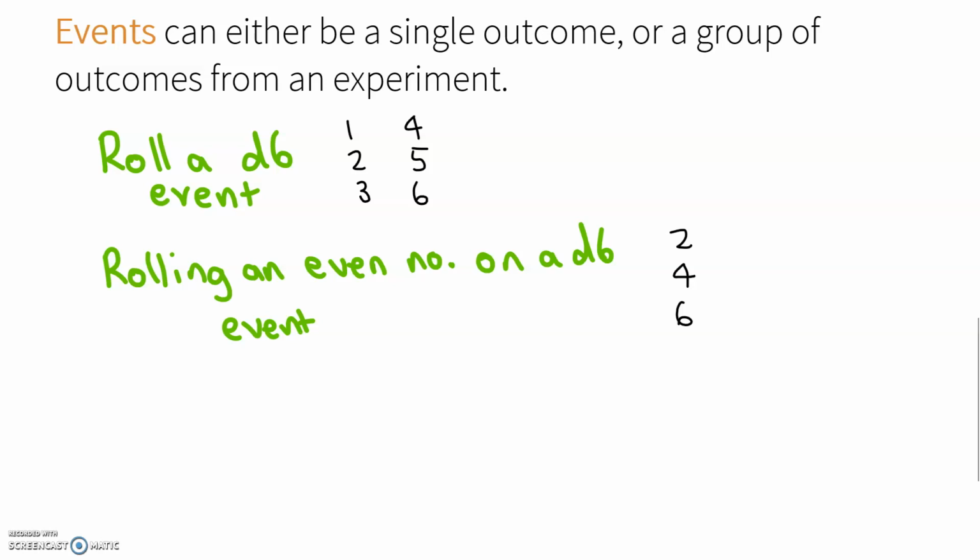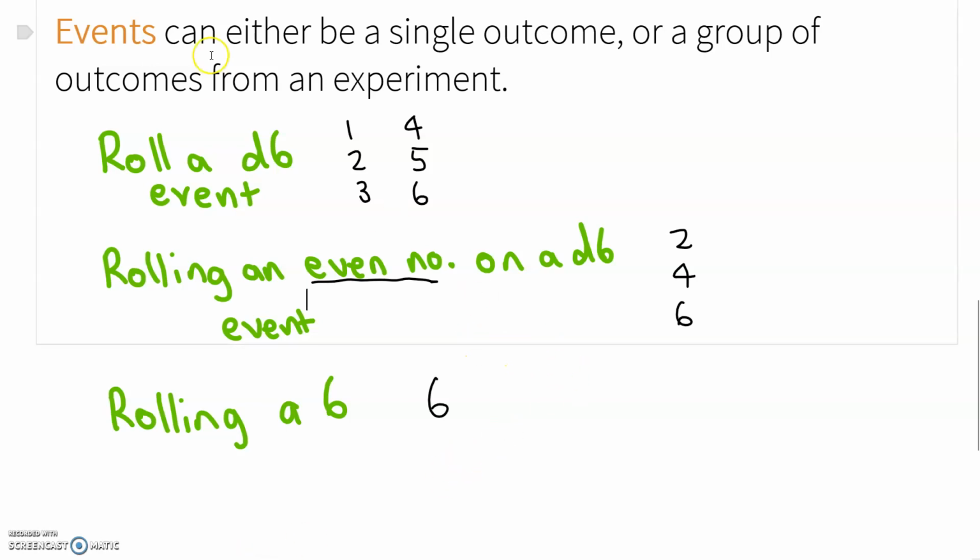Okay, and events can also be just one outcome. So the event could be rolling a 6. There's only one outcome for that. So events can be a lot of different things. They could be the whole experiment, they could be part of an experiment, like only rolling even numbers, or they could just be one outcome, like rolling a 6. If you find the event part confusing, double check with your teacher, or don't stress too much at the moment. You'll be exposed to a lot more events as you go.